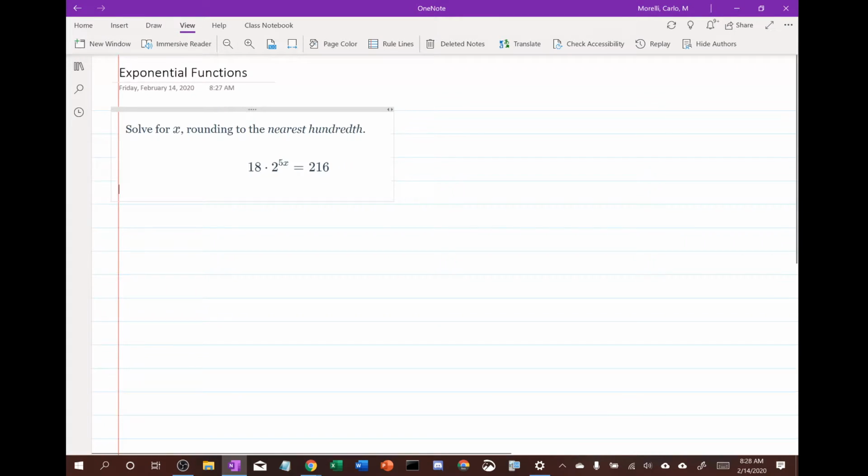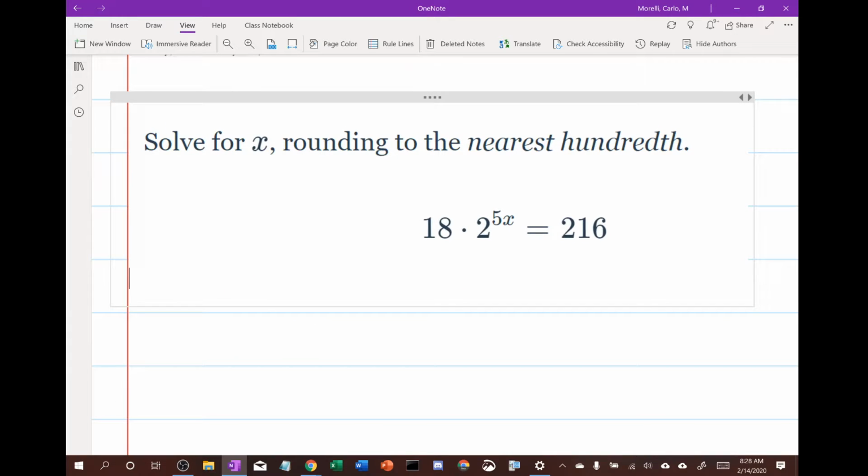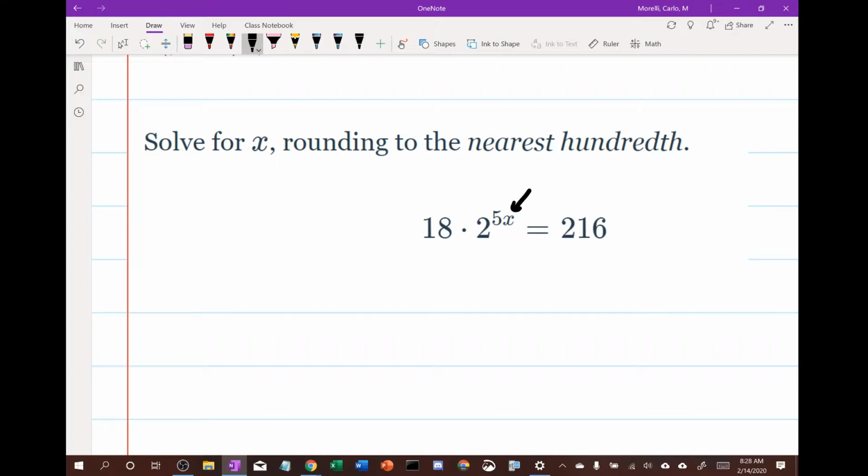There we go. So what we're going to do here is solve for x. All right. So the ever-present thing that we do in algebra is find x. Okay, here it is. Found it. Done. Just kidding. All right. So we want to round to the nearest hundredth when we figure out what it is.